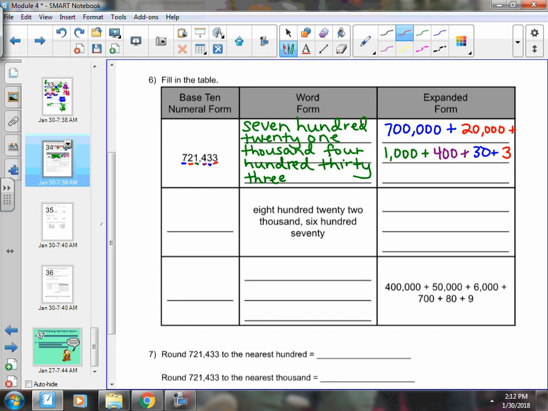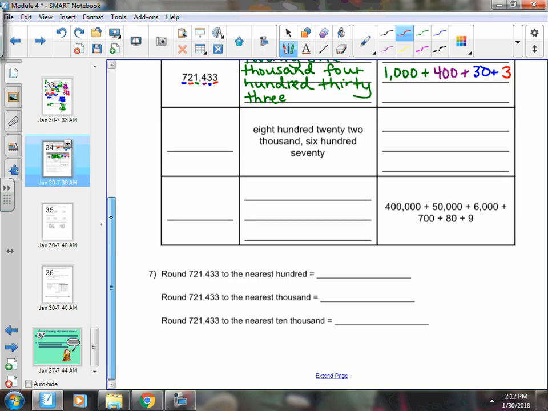And if we were to add all of those together, it would equal 721,433. That second row, it's written in words. I'm going to write it in standard form first. I think that'll make expanded easier. 822. I know how to write that. Remember when you see the word thousand, that's where the comma is. So we're doing chunk by chunk. And then 670. I can write that.